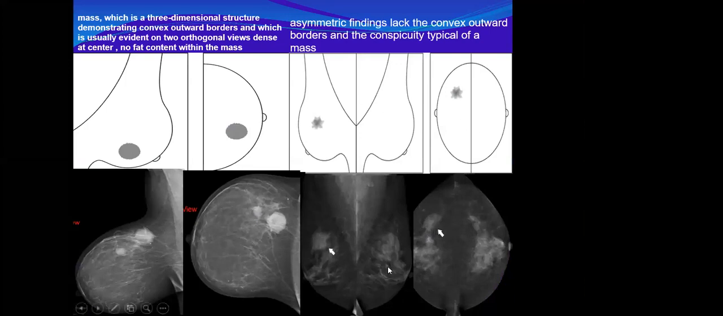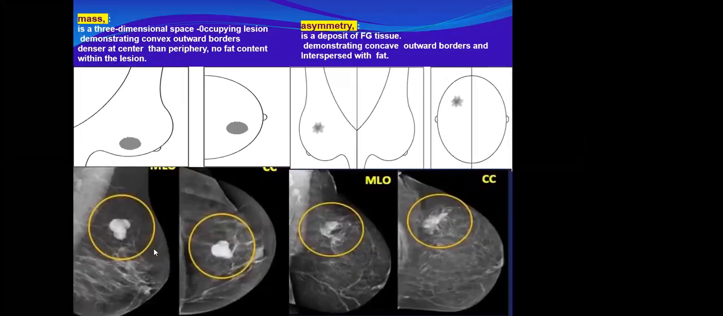And previously I brought this example again because it was confusing for us, but it is a focal asymmetry, more or less similar to a mass, but it does not have the typical conspicuity of a mass. Okay, compare with the mass here in the other examples, you see, this is a mass here, while this is a focal asymmetry. Look for the interspersed fat seen within the focal asymmetry.